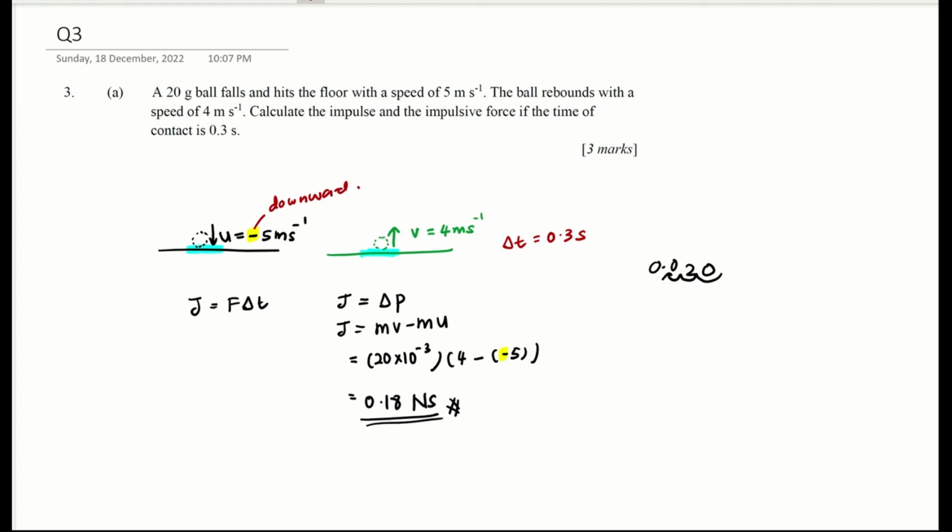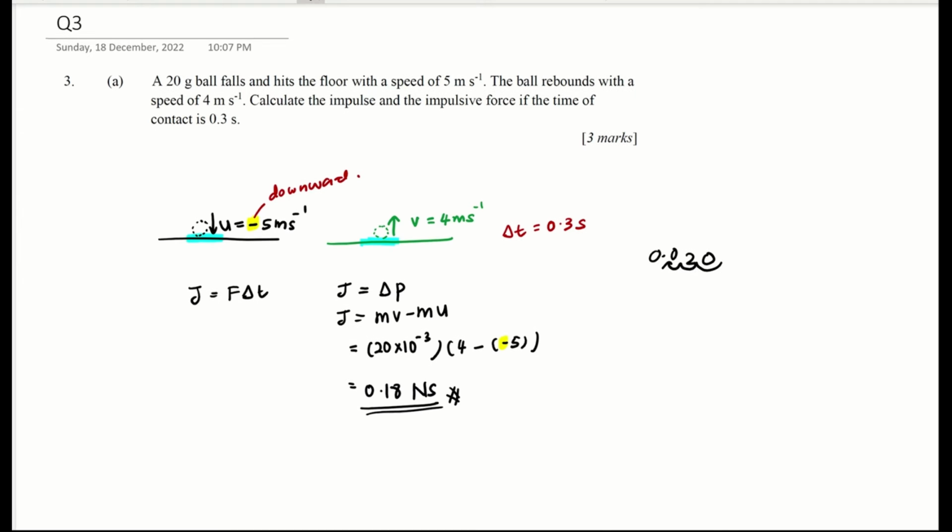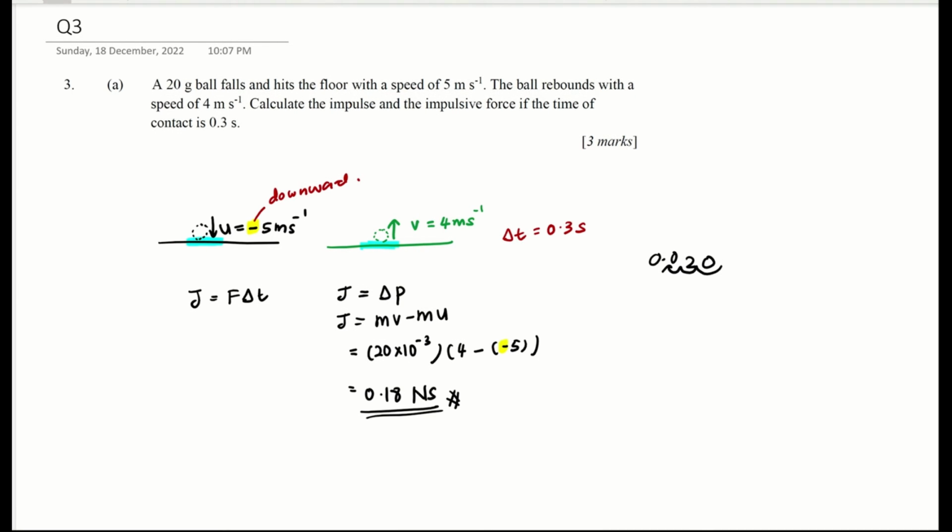And then we want to calculate the impulsive force. Remember, we have a second equation. Okay, J is equal to F delta T. So F is equal to 0.18 Newton second over the contact time, which is 0.3. And finally, the answer is equal to 0.6 Newton. So this is the answer for question 3A.